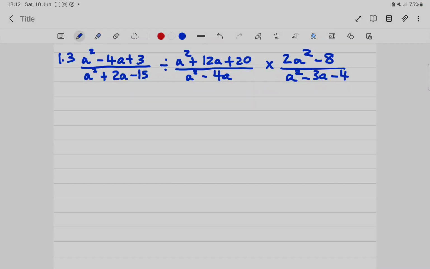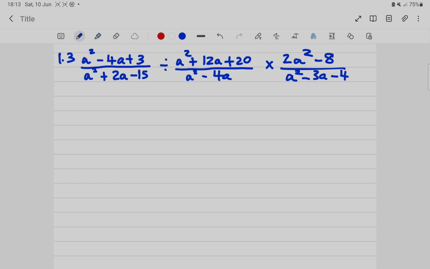Now, students, we are going to do question 1.3. Given (a squared minus 4a plus 3) divided by (a squared plus 2a minus 15) divided by (a squared plus 12a plus 20) divided by (a squared minus 4a) times (2a squared minus 8) over (a squared minus 3a minus 4). It says simplify the following fraction.